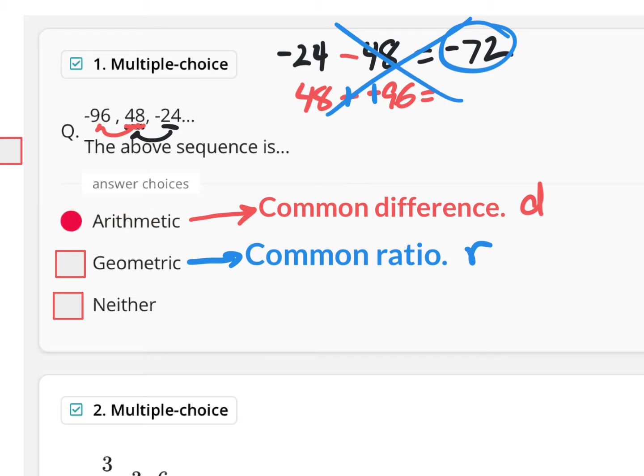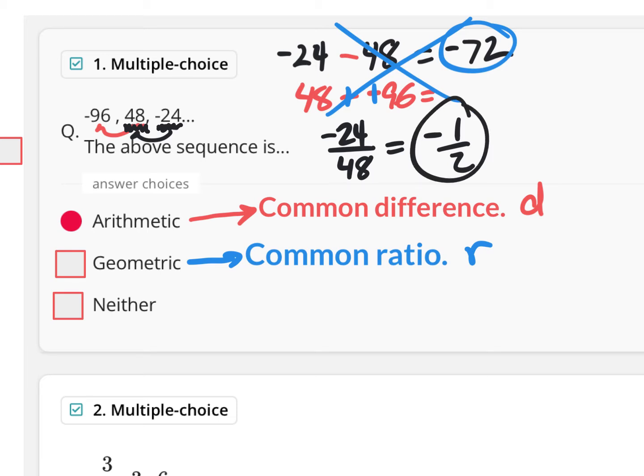Okay, so the question is, is it geometric or is it neither? Let's check and see if it's geometric. All we've got to do is take this number and put it over this one right here. So if I take the negative 24 and put it over the previous number 48, we get a fraction. Now what kind of fraction is this? Well, that reduces down. If you reduce by 24, you'll end up with negative 1 over 2. So the ratio here is negative 1/2.